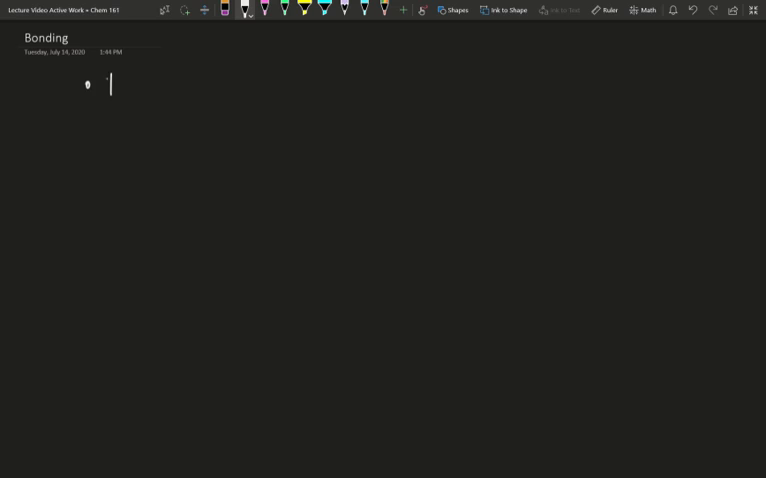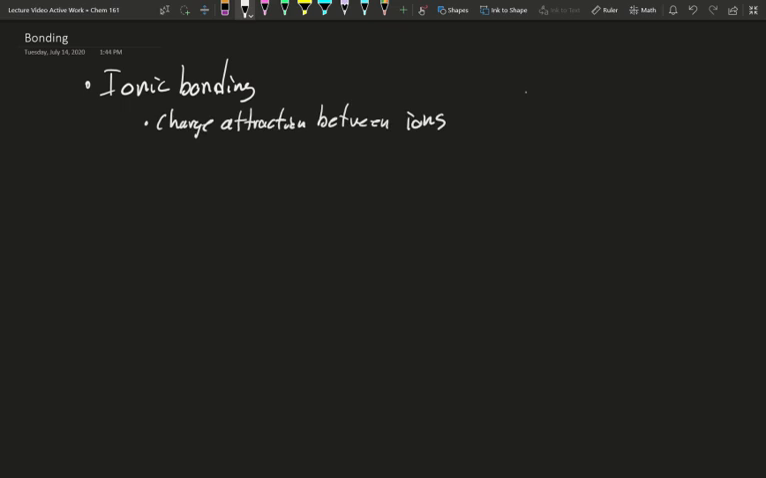To start with, ionic bonding. What is ionic bonding? It is a charge attraction between ions. So when I have a sodium plus and a Cl minus, there's a big positive and there's a big negative, and they're attracted to each other. So they move in, they pull up, they stick together.